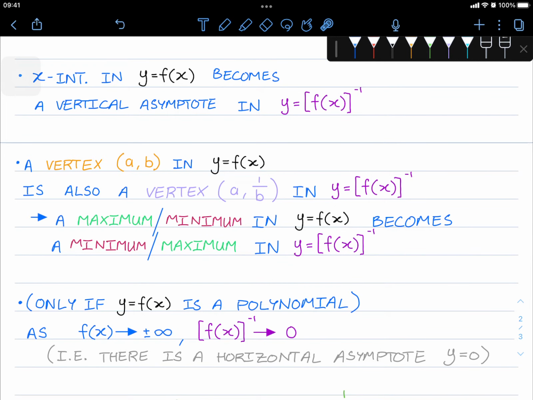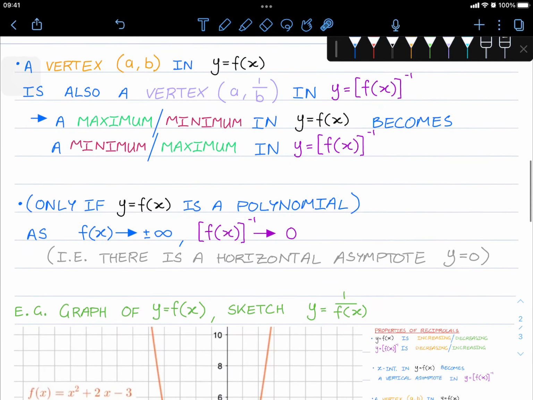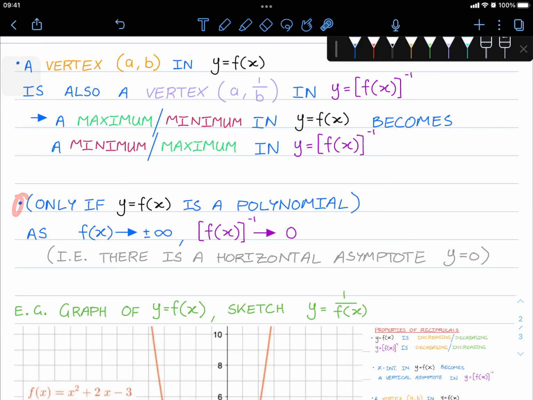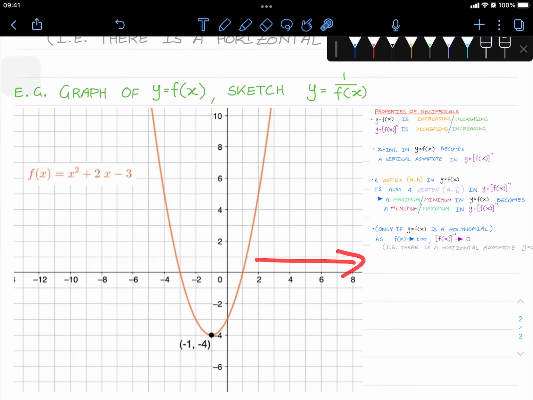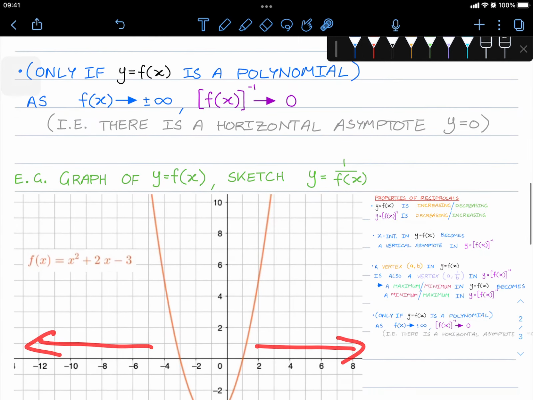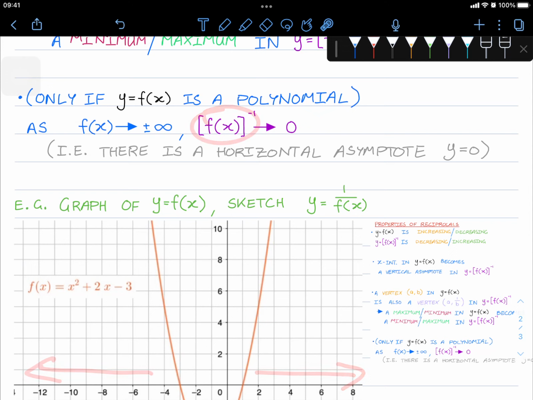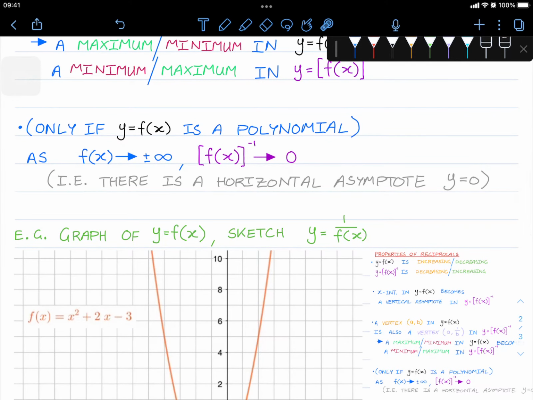And lastly, this last point only applies if f of x is a polynomial. As f of x approaches plus and minus infinity, so it goes off further to the right and the left, the reciprocal is approaching 0. This is just another way of saying that there is a horizontal asymptote of y equals 0.